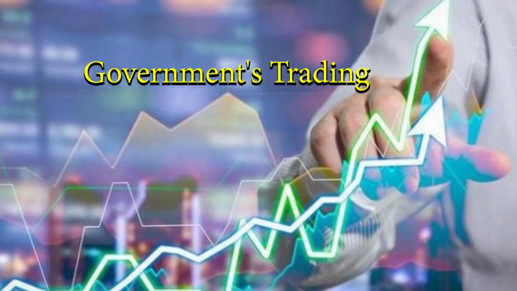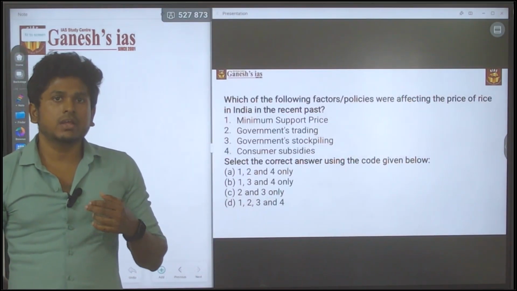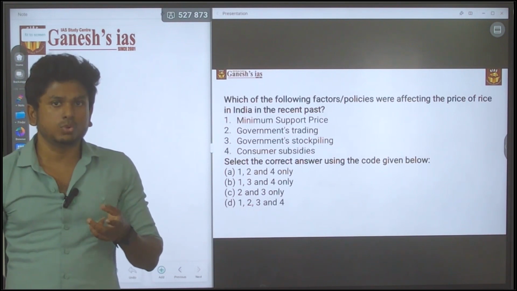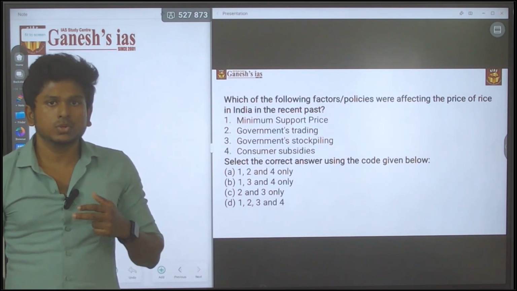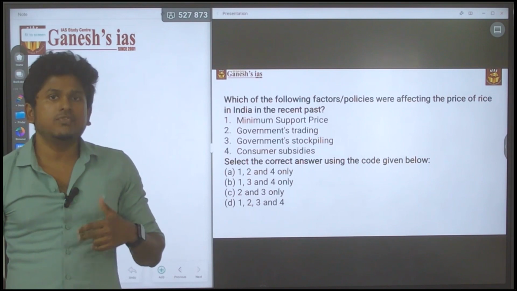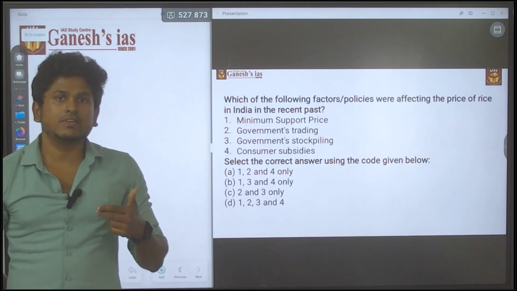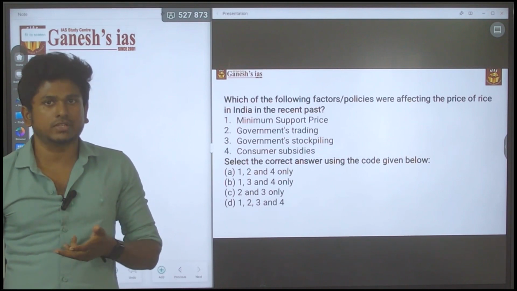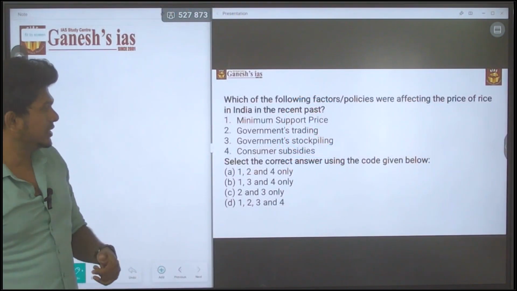Next, government trading. See, the government is selling rice, wheat and all the dals through the PDS at the rate of 1 rupee, 2 rupees and 3 rupees. If government trading is affected, there will be a reduction in the supply of rice in the market, which will lead to inflation. If there is less availability of rice through the PDS, that will result in demand pull inflation and affect the prices of rice in the market. So that thing also affects.